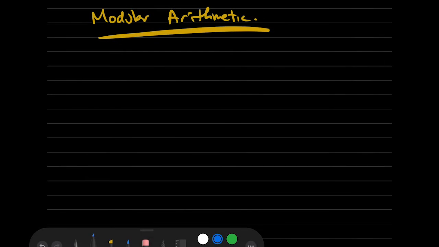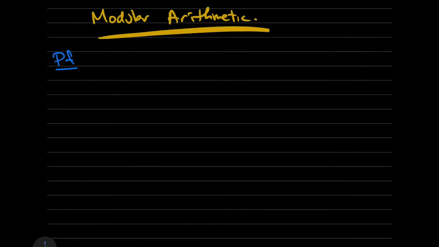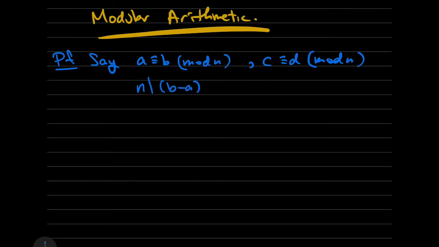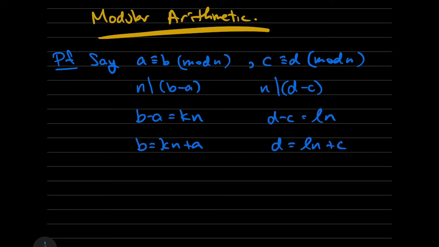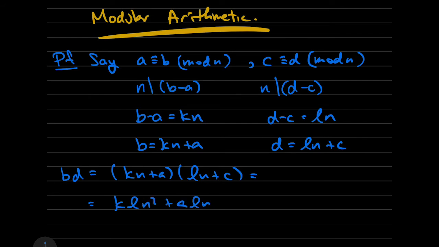Okay, now let's prove this theorem. We're going to do the product formula, and the addition and subtraction will be quite similar. So let's assume that A is congruent to B mod N and C is congruent to D mod N. This means that N divides B minus A and N divides D minus C. That means B minus A is K times N and D minus C is L times N, where K and L are integers. Or we could write this as B equals Kn plus A and D equals Ln plus C.